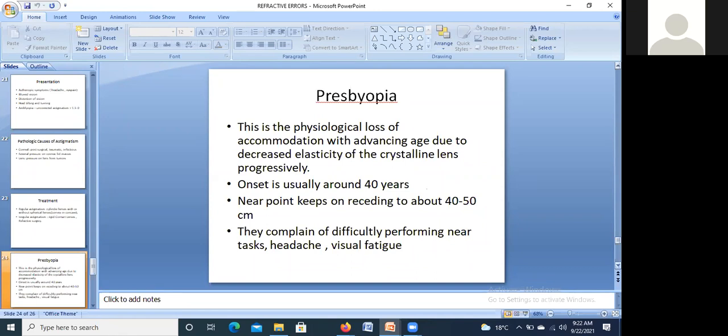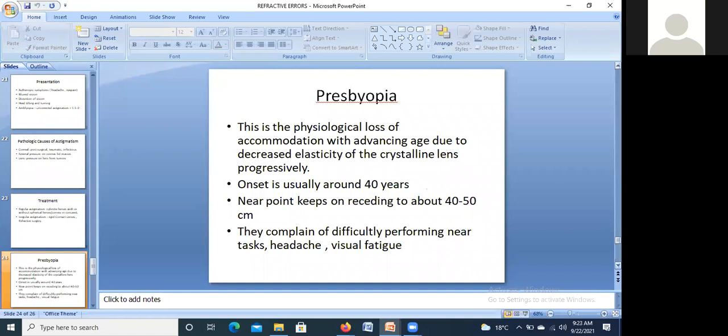So presbyopia always affects people in middle age, from 40 years. So it starts at around the age of 40 years, and from that time, you lose accommodation. When you lose accommodation because of the fibrosis of the lens fibers, that is what we refer to as presbyopia. And so the near point recedes, that is, you can't see things which are near.